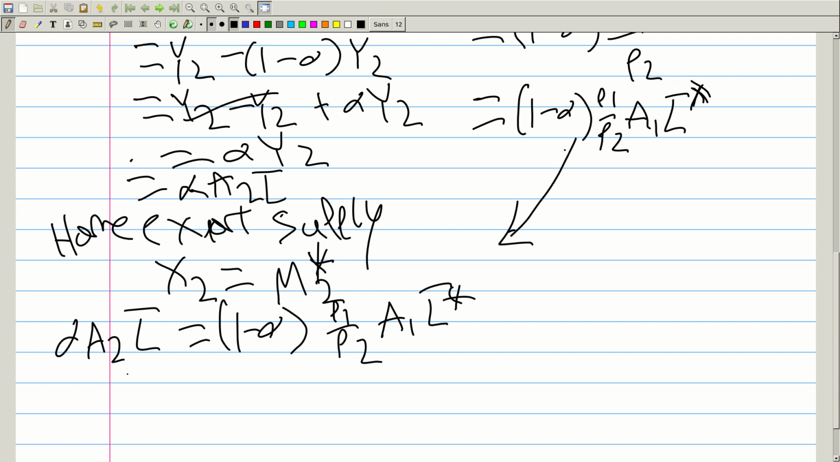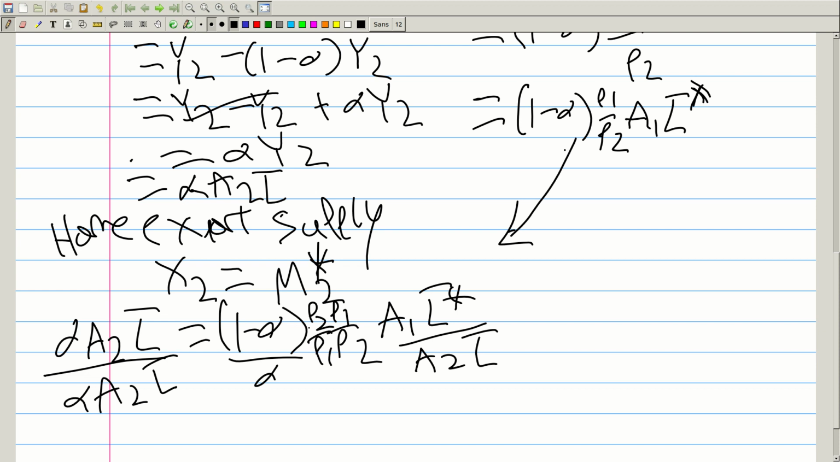All I'm going to do is divide by alpha times A2 times L bar on both sides, and just divide by alpha here. Then I'm going to cross multiply by P2 over P1 on both sides. Note that these cancel. And so what do we get left with? P2 over P1.